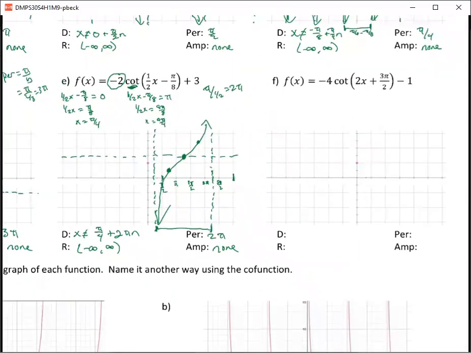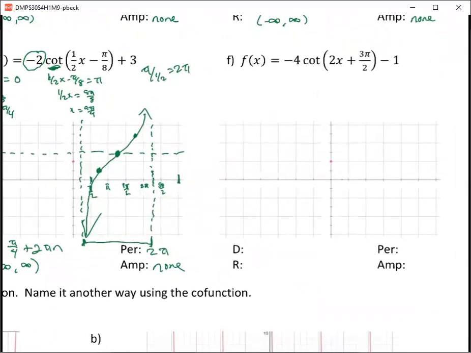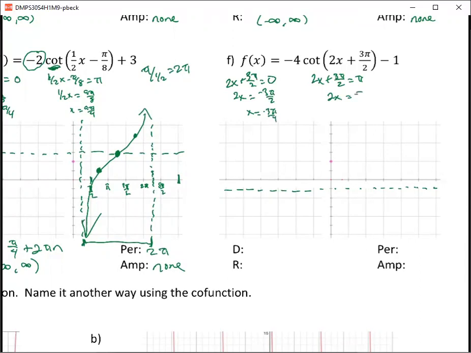Oh, one more. We have another negative cotangent graph. So as a negative cotangent graph, this should look like a tangent graph at the end as well. So we begin with our equilibrium. From our equilibrium, we're going to establish that 2x plus 3 pi over 2 equals 0. 2x plus 3 pi over 2 equals pi. And then let's solve. So 2x is negative 3 pi over 2. So x is negative 3 pi over 4. 2x equals negative pi over 2. So x equals negative pi over 4.